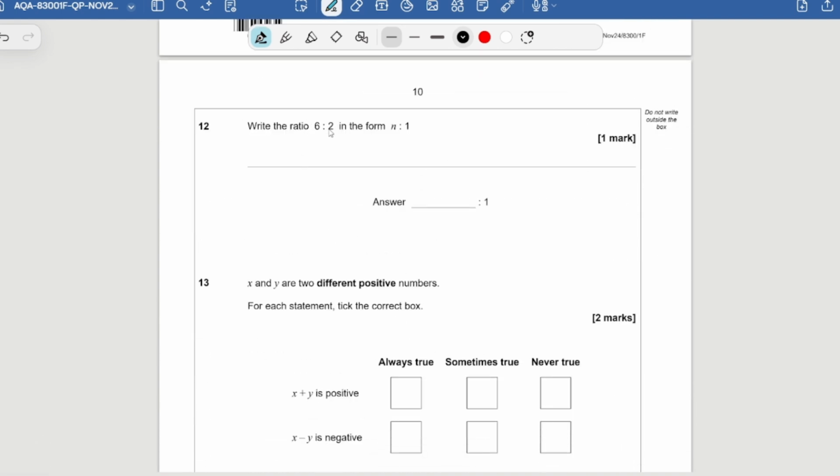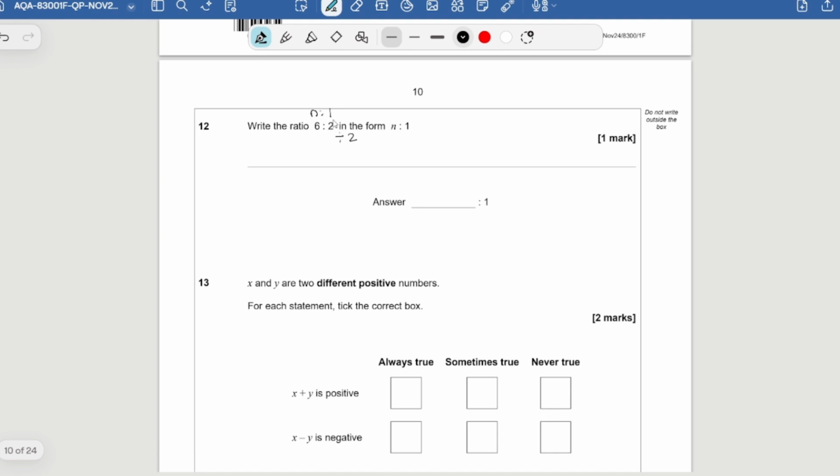Write the ratio 6 to 2 in the form n to 1. Now I have to convert this ratio into the form n to 1. It means that this part of the ratio has to be made 1. How can you convert 2 to 1? I mean, how can you make 2 into 1? You can divide 2 by 2 to make it 1.